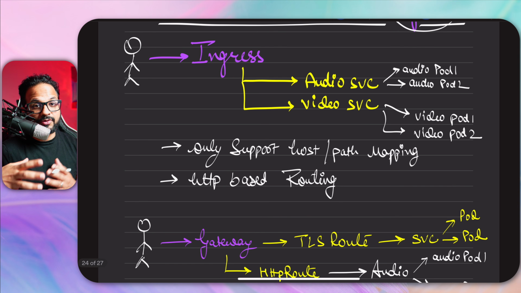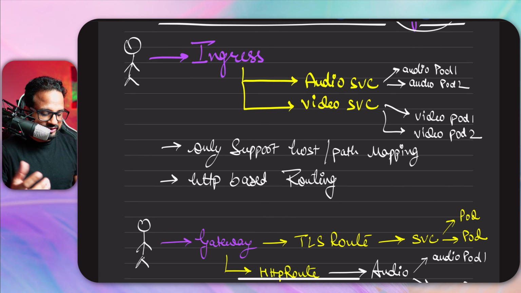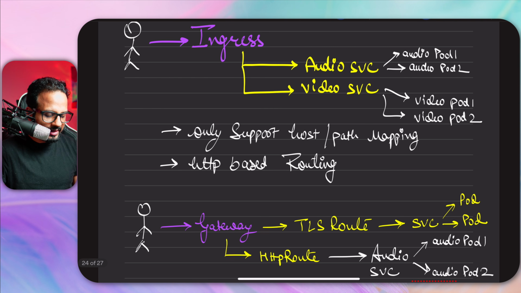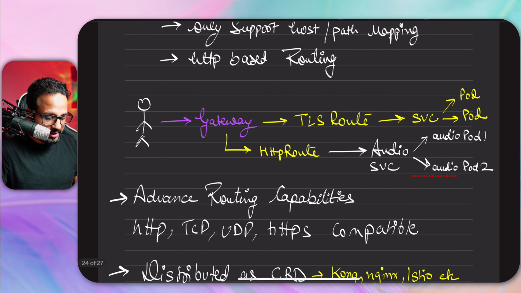Now it had some drawbacks, it had some limitations, such as it only supports host or path based routing or mapping, and it only supports HTTP based routing, right? So like TCP, UDP, all other protocols are not supported, and there were some other limitations.